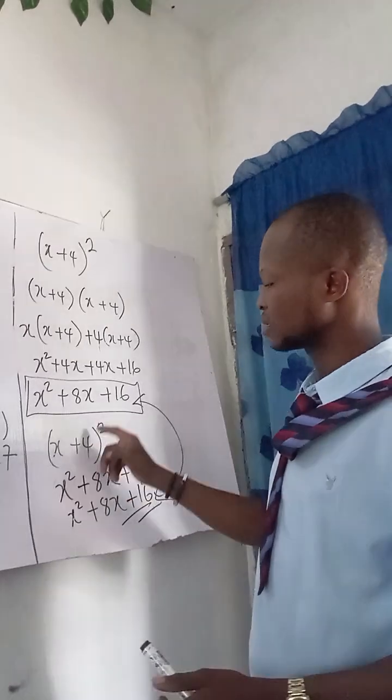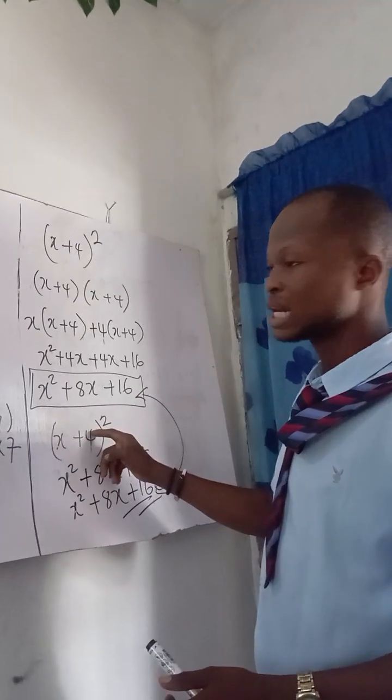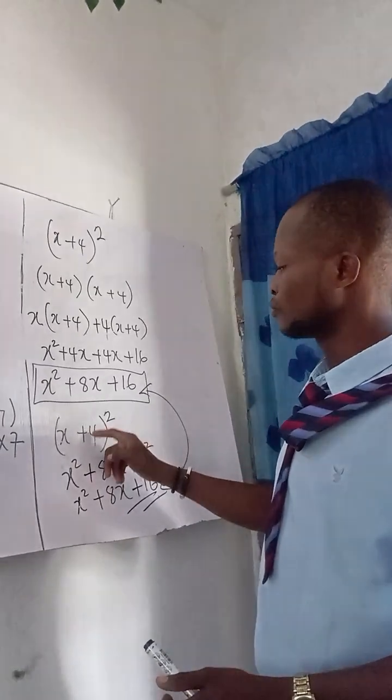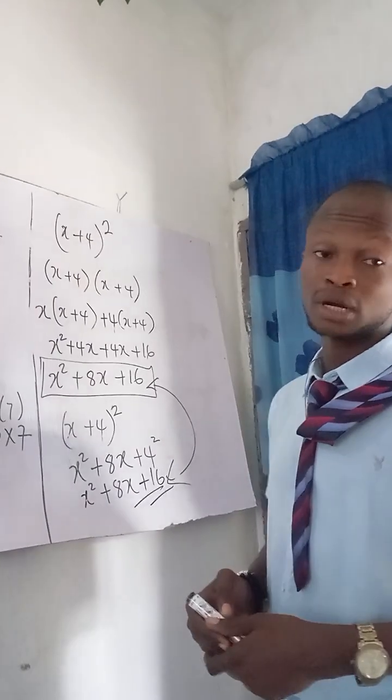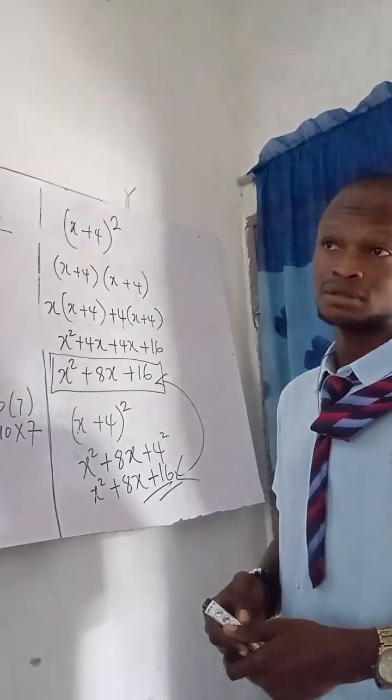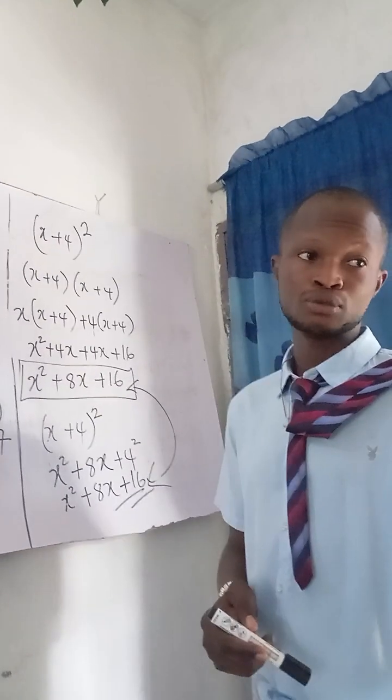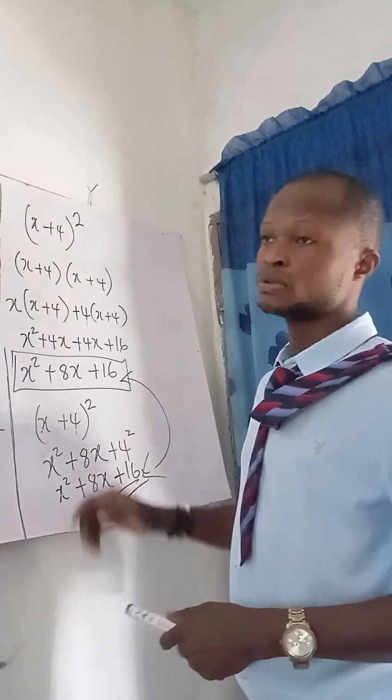Multiply 1, 2, 3: x times 4, 4x times 2 is 8x. And you square the last one. That means 4 squared is 16. Should we do another one? We should not. So we stop it here.